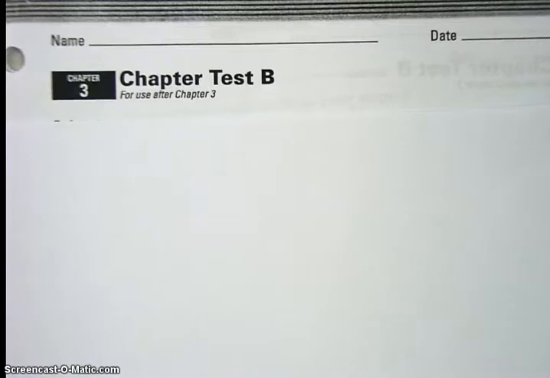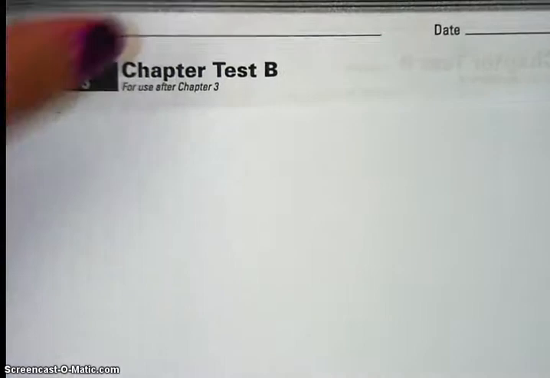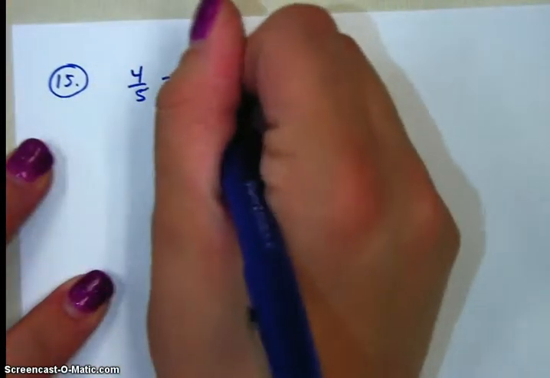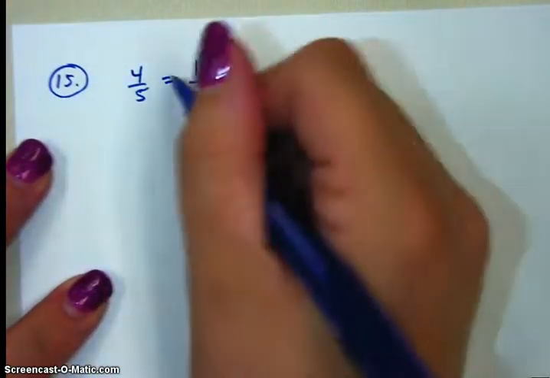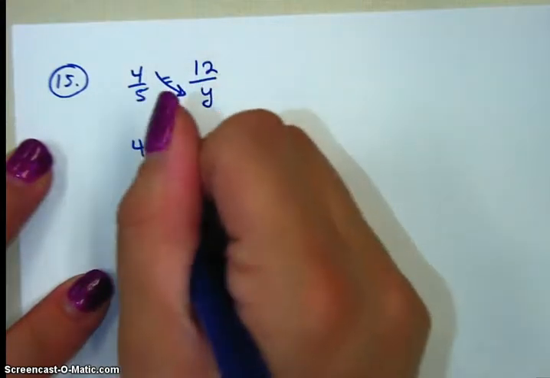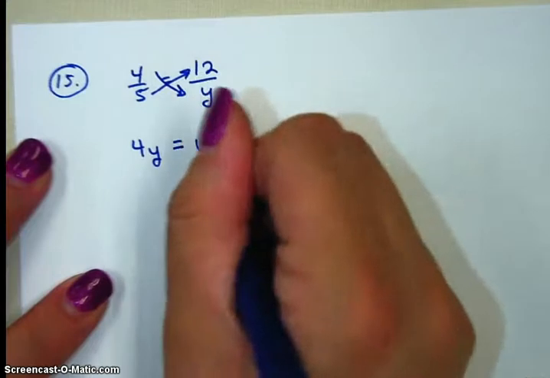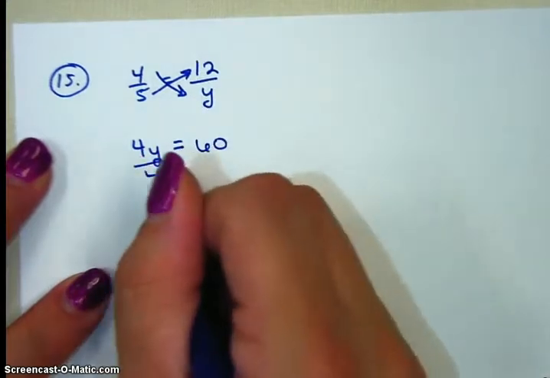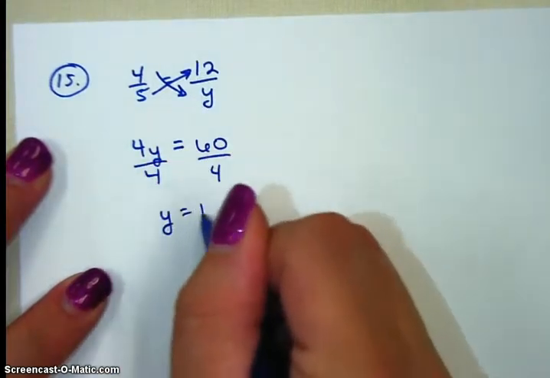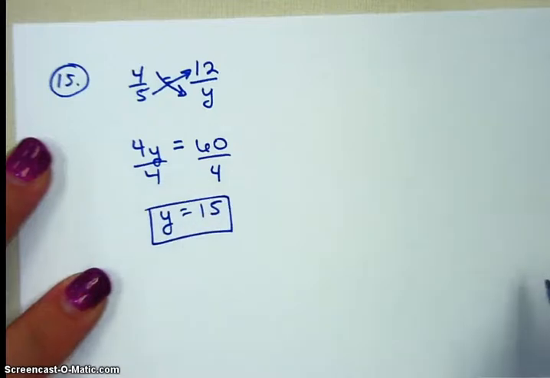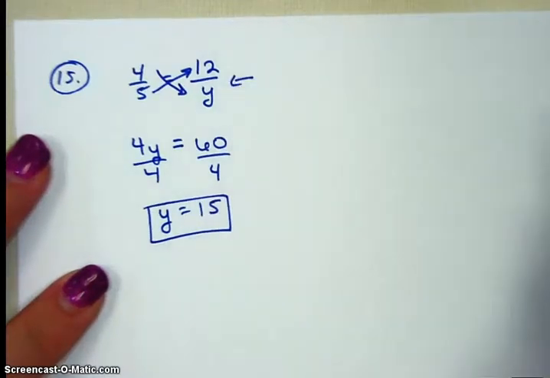Alright, this is still Chapter Test B for Chapter 3. I left off with number 14, so we are now on number 15, solving proportions. 4 over 5 equals 12 over y. You're going to cross multiply. 4 times y, which is 4y, equals 5 times 12, which is 60. Then divide both sides by 4. So y equals 15. You can check this by plugging it back into this proportion.